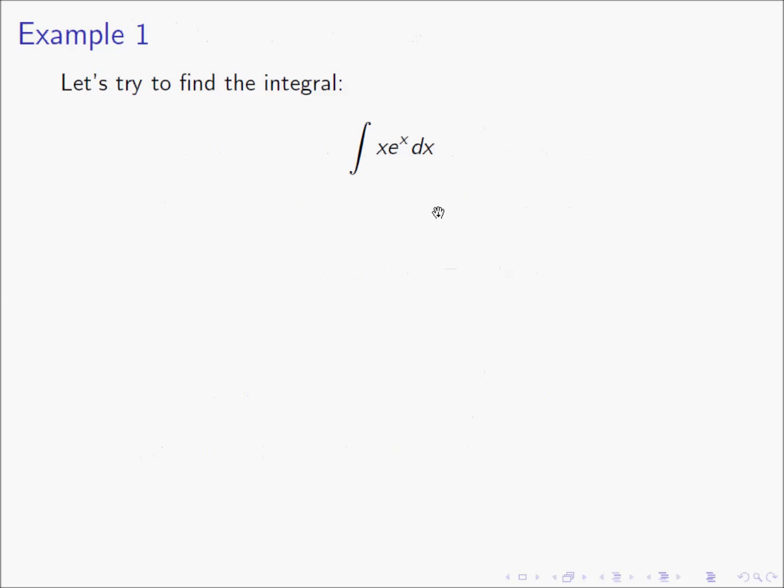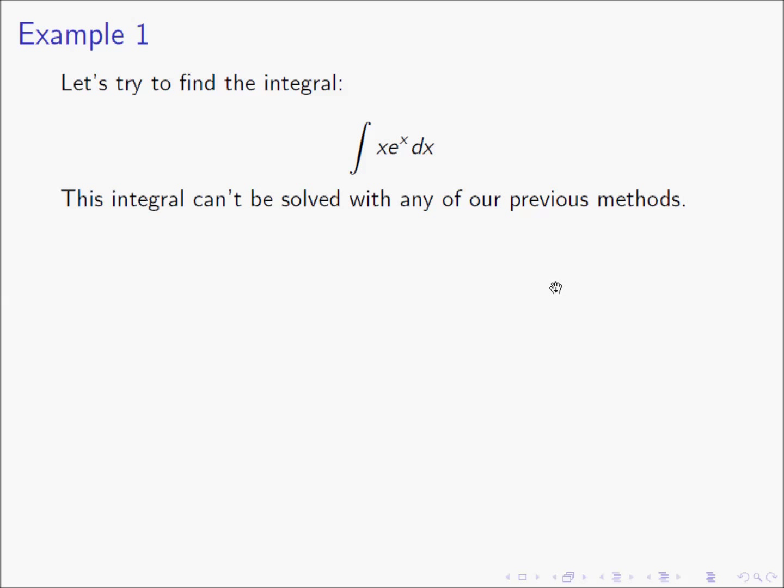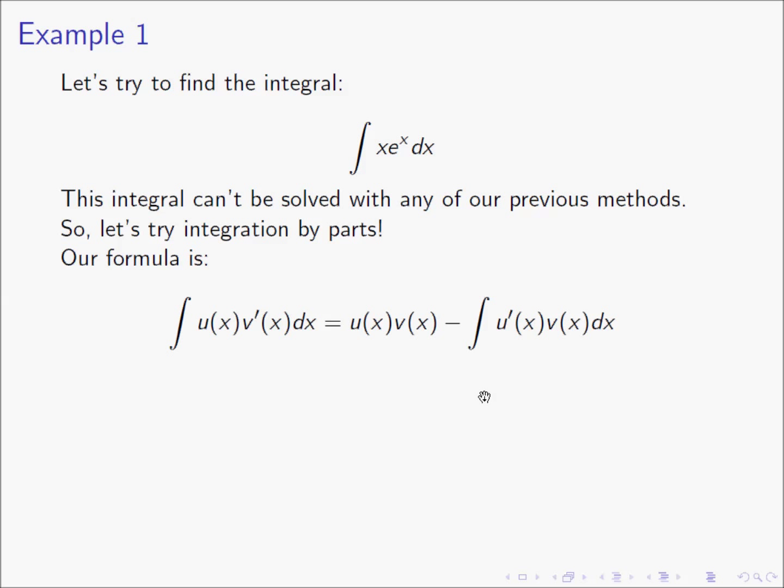Let's consider this integral. This is the integral of the product of two functions, and this integral cannot be solved with any of our previous methods. If you use substitution, you won't be able to solve this integral. So let's try integration by parts. The formula is this one, and in this case we have a product, so it is quite easy to apply this formula, because we can make u of x equal x, the first function, and v prime of x equal e to the x.